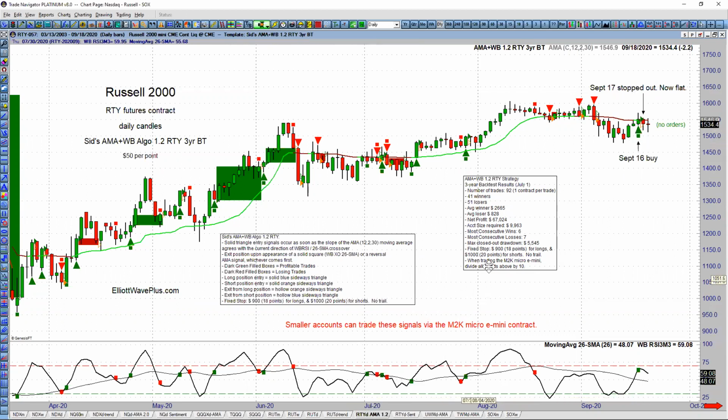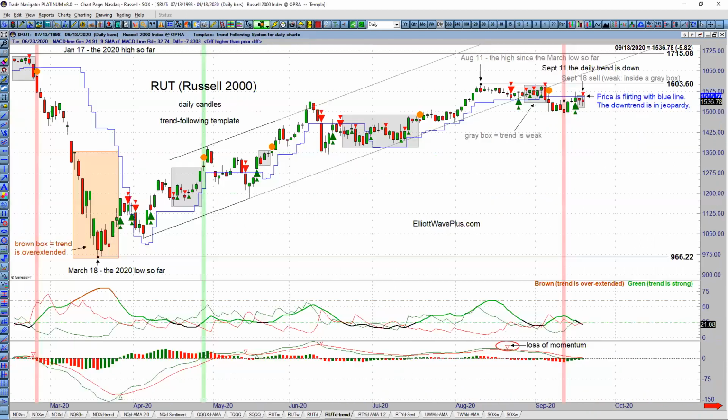On with the wave counting, etc. So there was an attempt to go long the Russell on Wednesday of last week, got stopped out on the momentum algo, but the trend is down on the Russell. You can see that the MACD moved down just slightly below that line. It's kind of flirting with the possibility of trying to move back above the line.